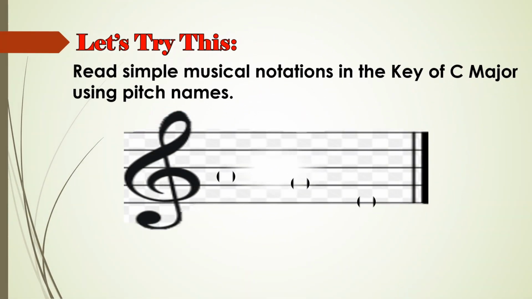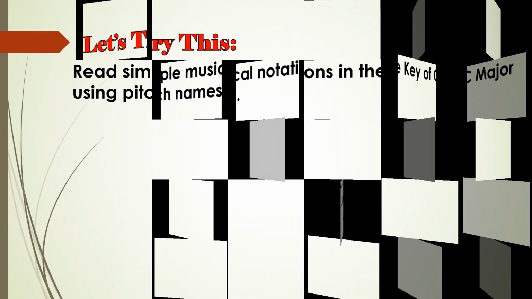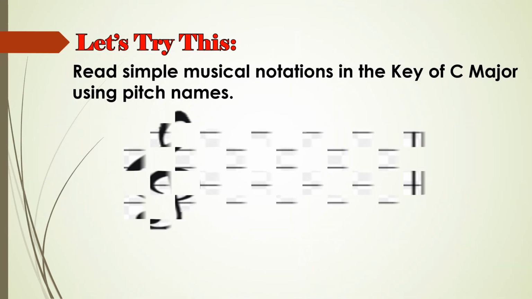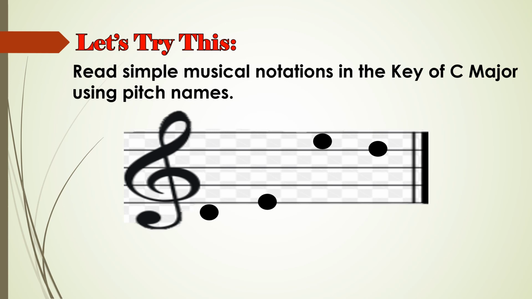Let's try this. Read simple musical notation in the key of C major using pitch names. Number 1. And the pitch names are A, G, E. Magnificent! How about number 2? What are the pitch names? And the pitch names are D, E, E, D. Take a bow!